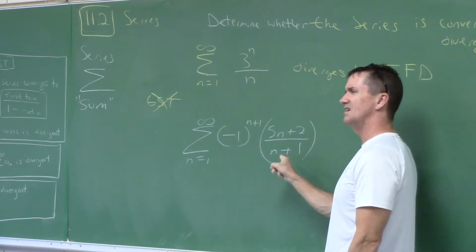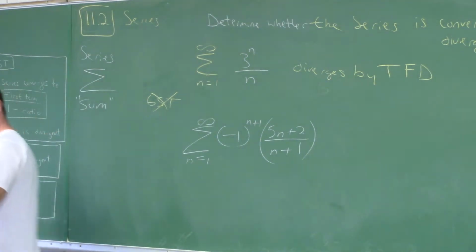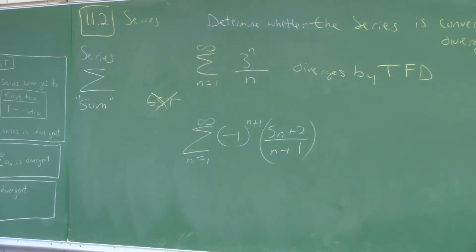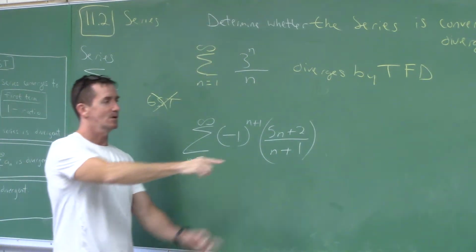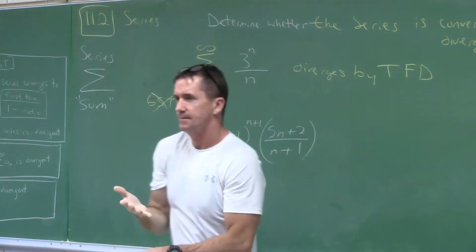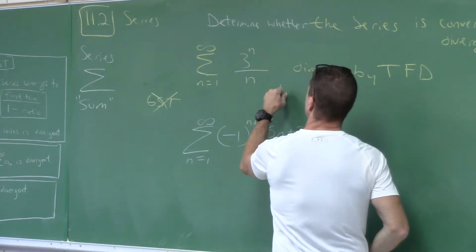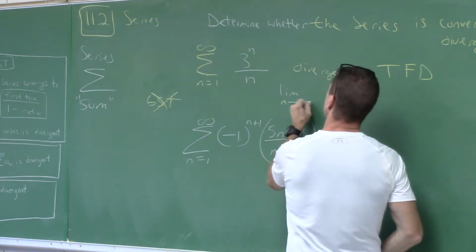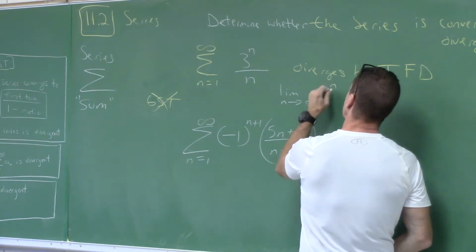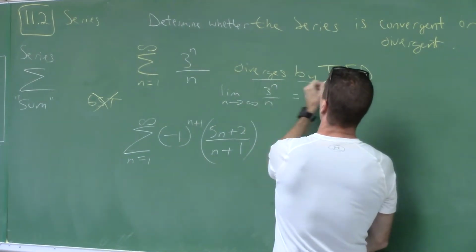Is this geometric? Oh, heck no. This is not a geometric series, right? For a geometric series, we'd have that exponential expression, and that's all we'd have. What do you know about the limit of that sequence, though? In this case, the limit as n approaches infinity of 3 to the nth over n, that's a sequence, so it diverges by TFD.